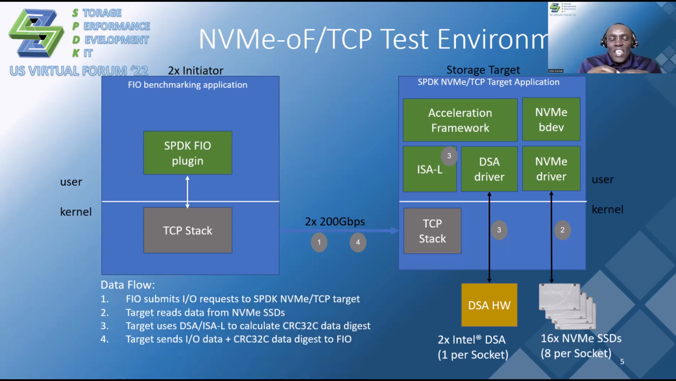Otherwise, if offloading to Intel DSA wasn't enabled during initialization, the target uses ISA-L, which stands for the Intelligent Storage Acceleration Library, to compute the CRC32 digest on the CPU cores that are assigned to the target application. And then finally, once the target has computed the data digest, it puts the data and the digest into a PDU and transmits that to the initiator system.